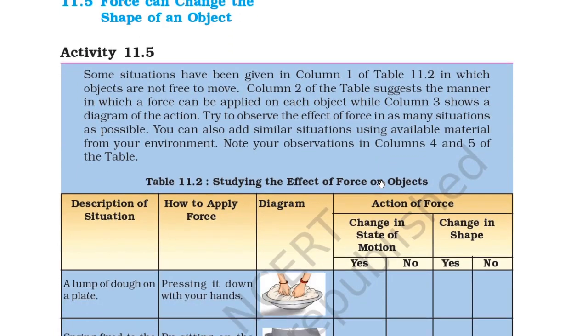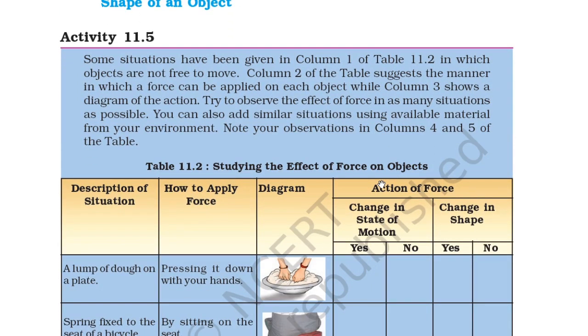Some situations have been given in column 1 of table 11.2 in which objects are not free to move. Column 2 of the table suggests the manner in which a force can be applied on each object, while column 3 shows a diagram of the action. So try to observe the effect of the force in as many situations as possible. You can also try to add similar situations using available material from your environment. Note your observation in columns 4 and 5.